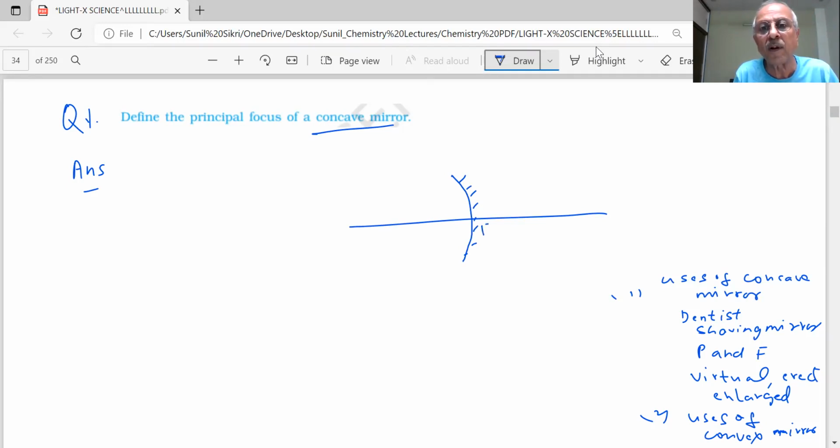This is our pole. What happens when rays parallel to the principal axis fall on the mirror? Where will they converge? This is a ray parallel to the principal axis. This is my principal axis, students. The rays parallel to the principal axis converge at a point which we call the focus. Tell me, yes or no. The rays of light parallel to the principal axis meet at a point which we call the focus.